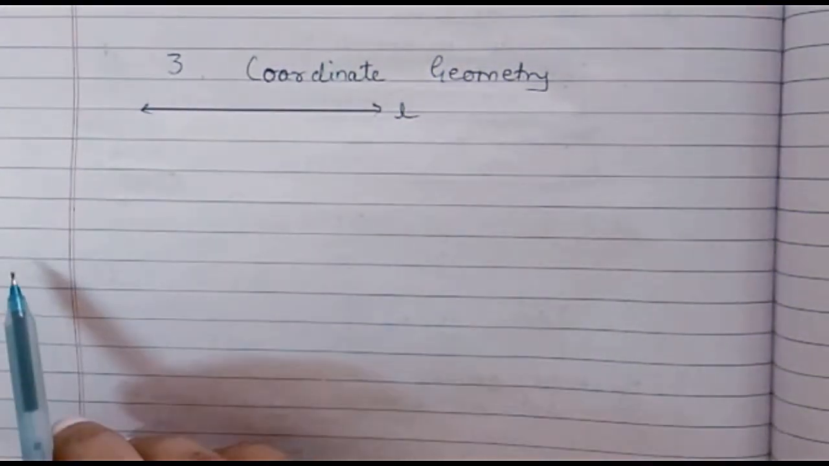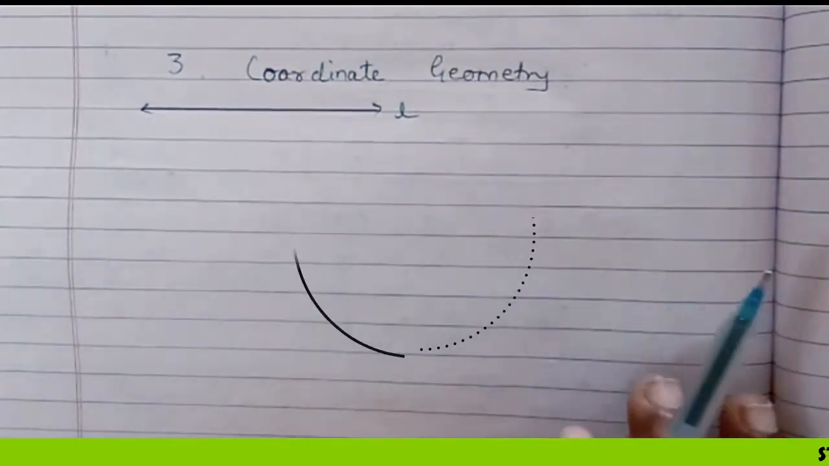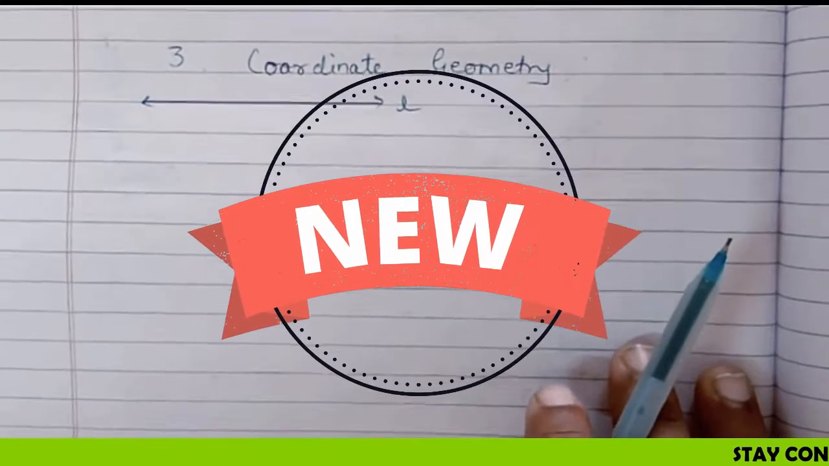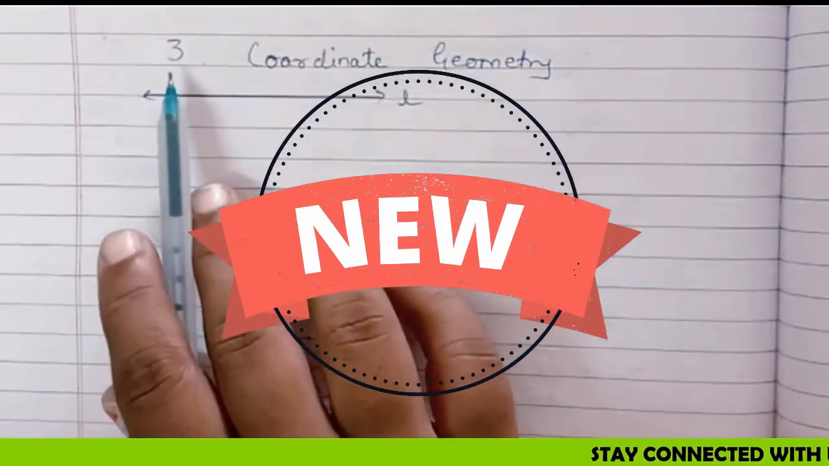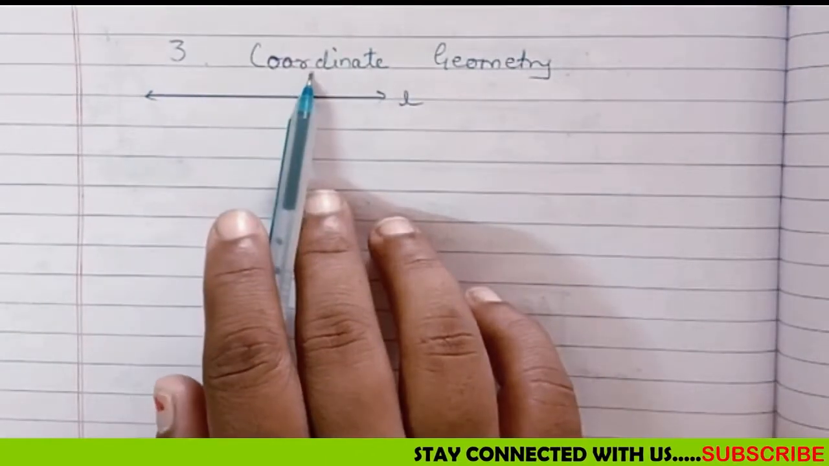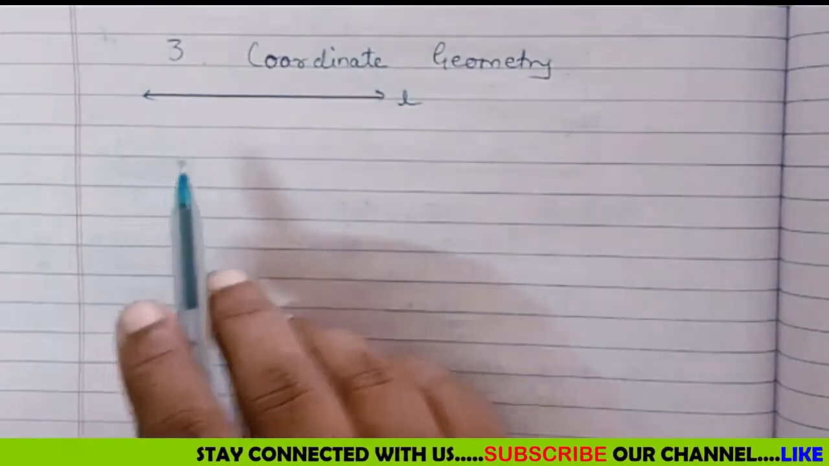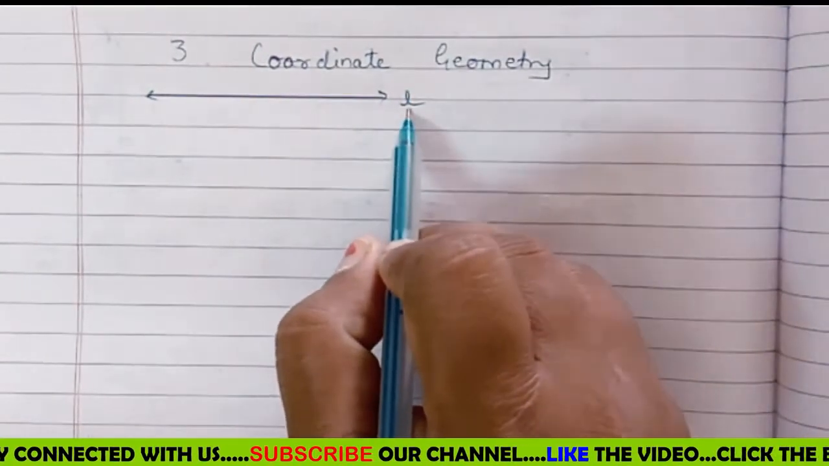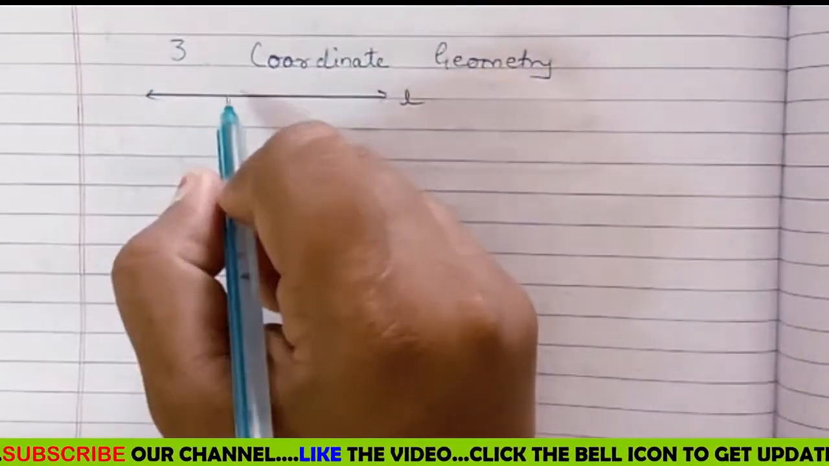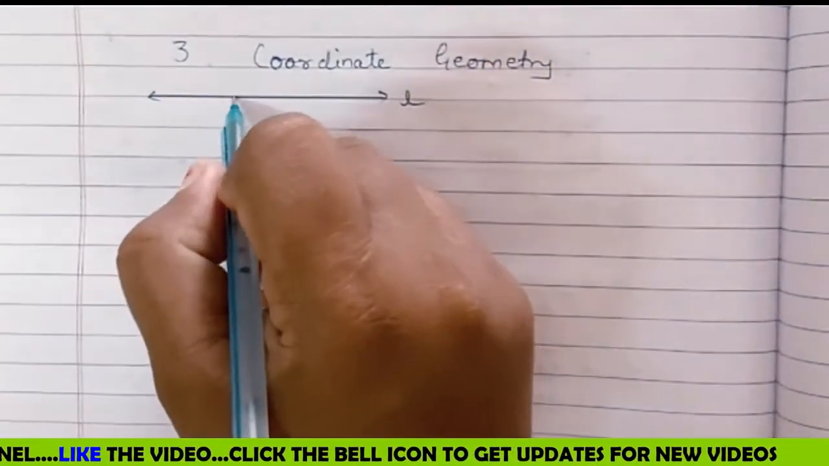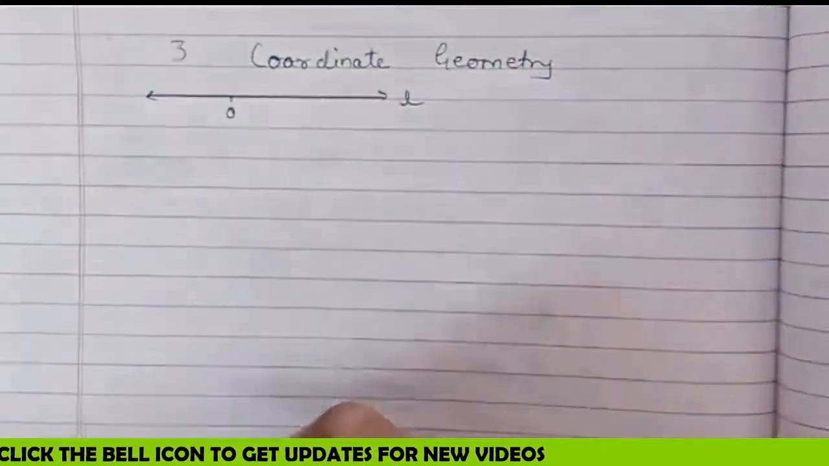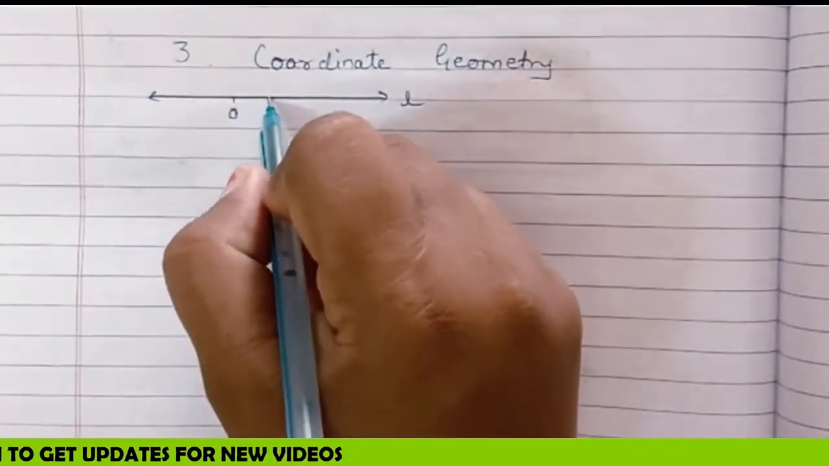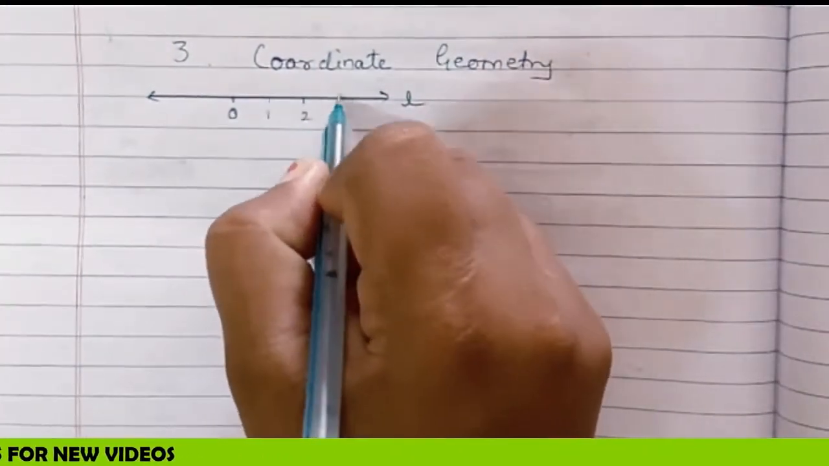You have already studied how to locate a point on a number line in your previous classes. So this time we will discuss a new topic, coordinate geometry. Suppose we are given a number line L and I want to locate any number, suppose 3. First of all I will draw the origin, then 1, 2, 3.